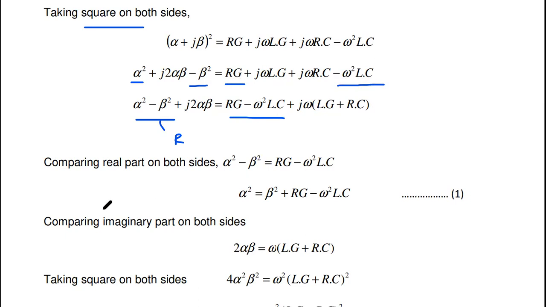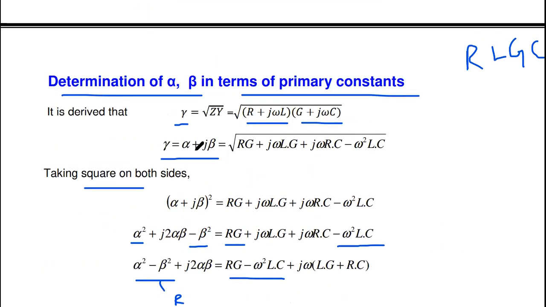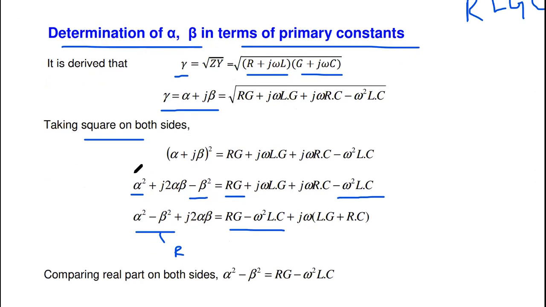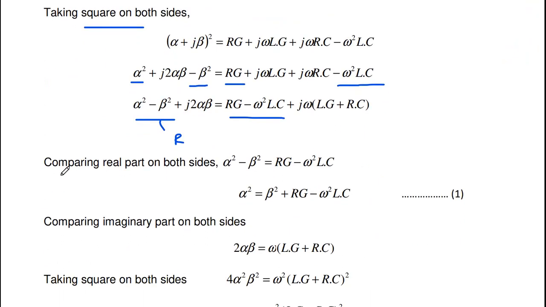So next, we have to compare. Okay, so the next step, this is step number 2. The first step is that we have to expand alpha plus j beta. The second step is that we have to take the square on both sides and separate the real part and imaginary part. So next, you compare the real part of the above equation on both sides. So what is the real part on the left side? Alpha squared minus beta squared. What is the real part on the right side?